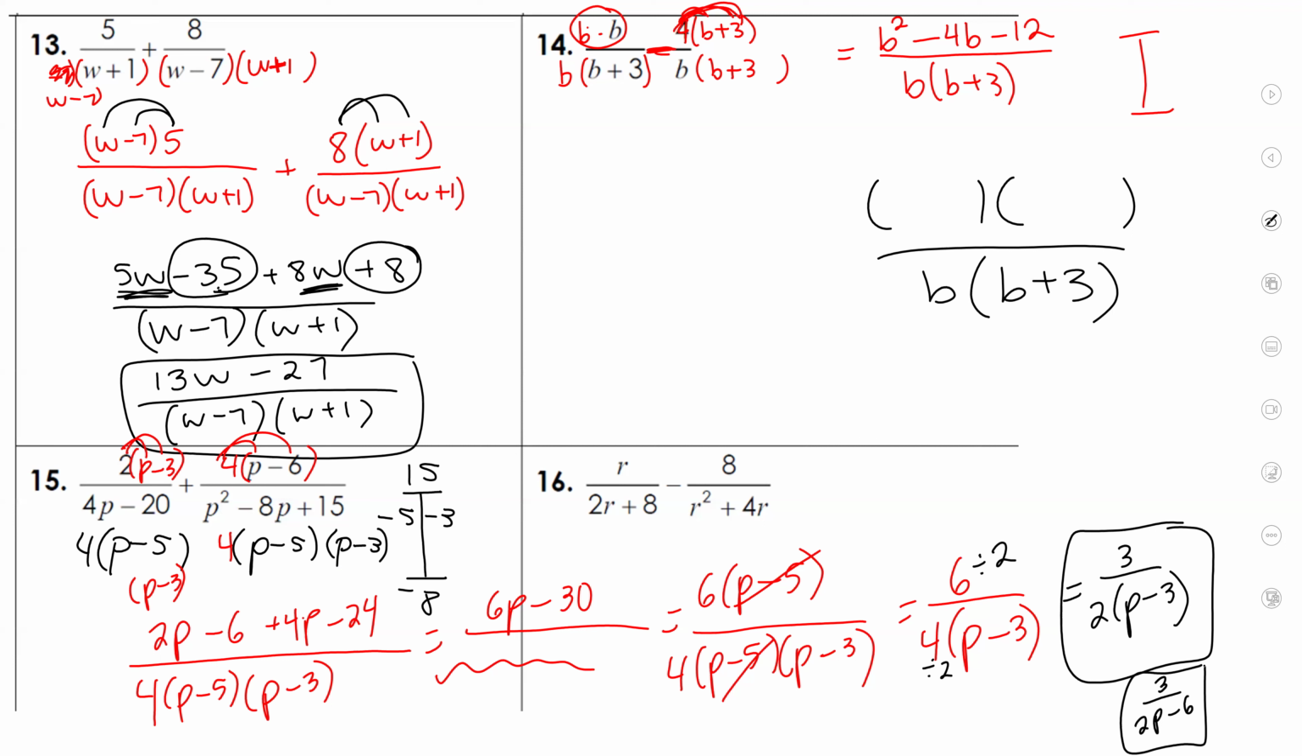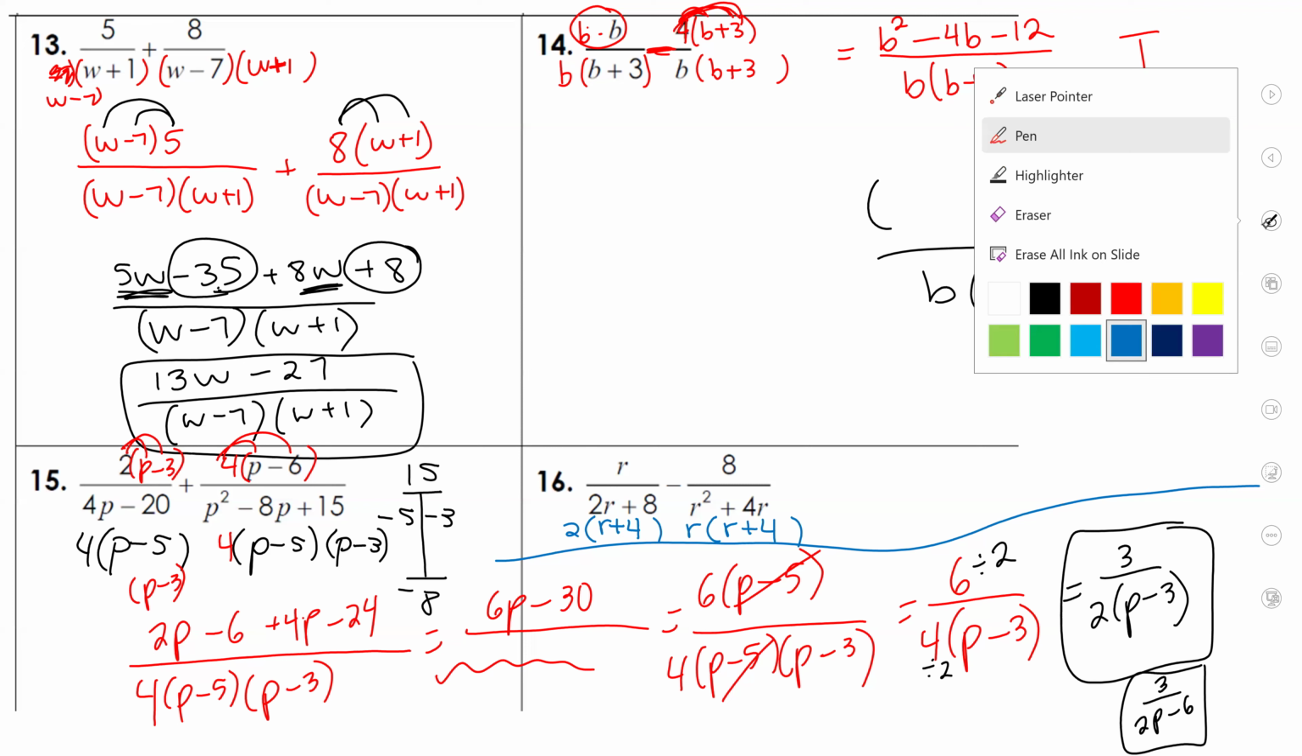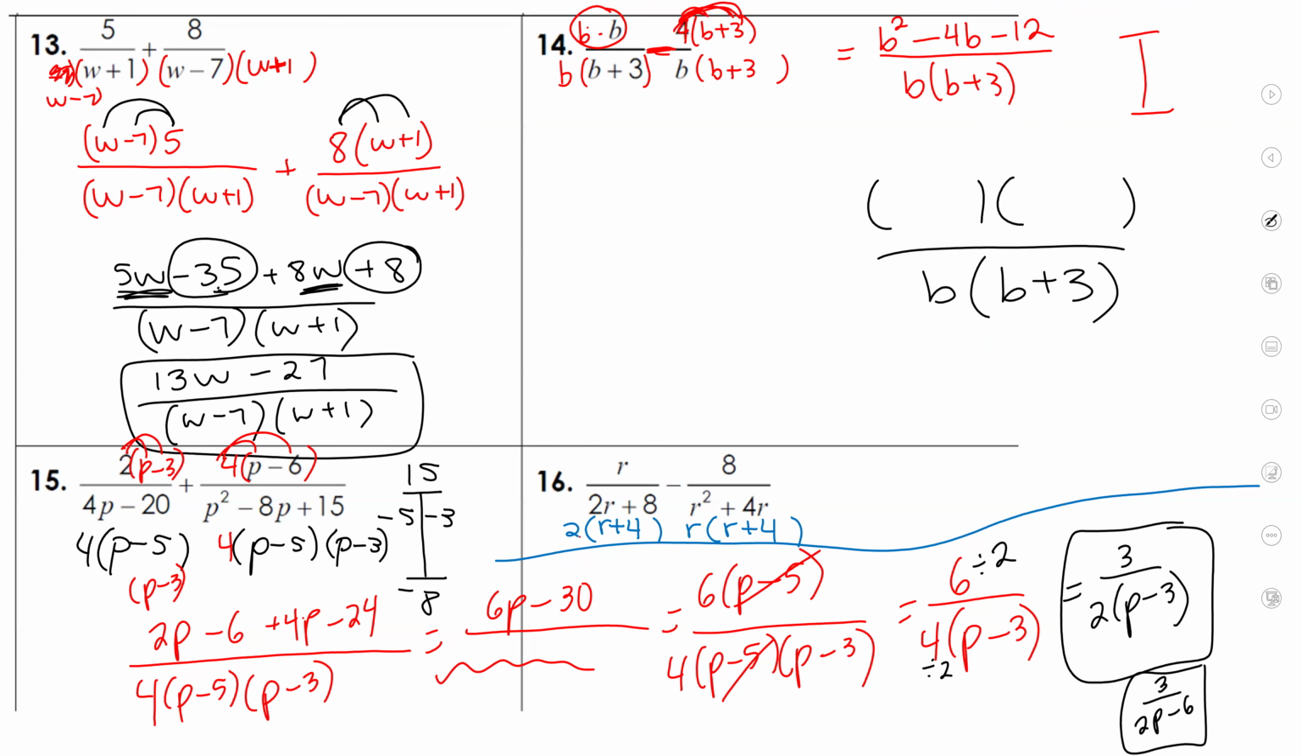All right, number 16, did you guys factor these? I'll do this in blue. I'm just gonna get you guys set up. This can be written as 2 times, tell me. R. Good, r plus 4. This one over here can be written as r times what? R plus 4. Do you guys see what's missing? What does this first one need? An r. So I'm gonna put r's. What does this one need? A 2. Okay, now you guys can do the rest.